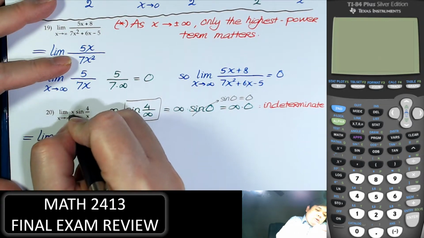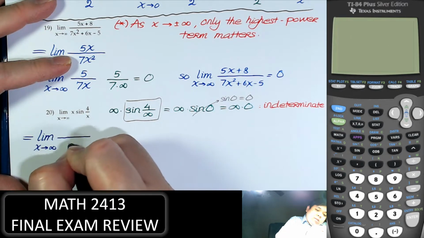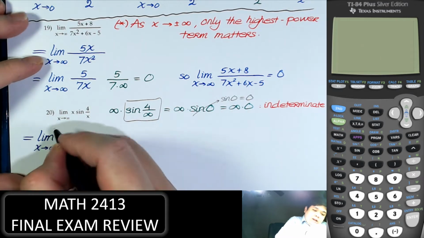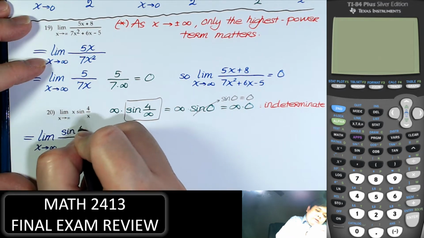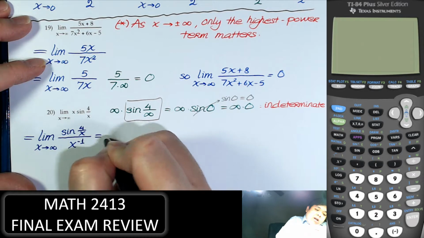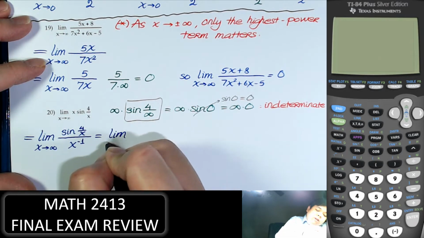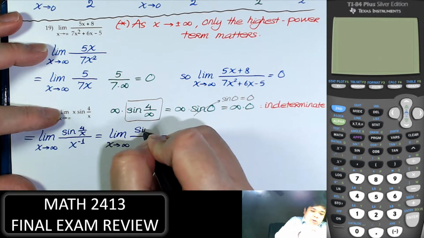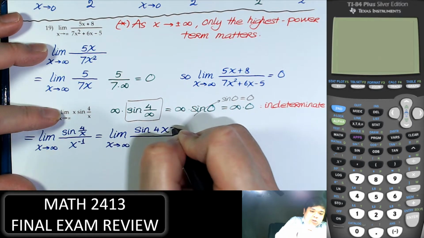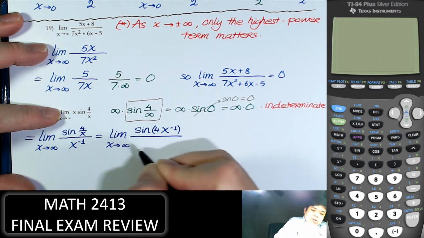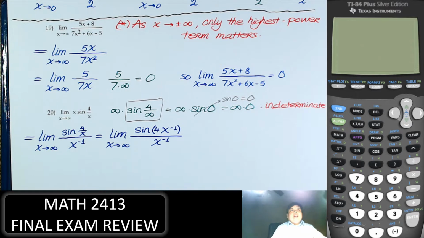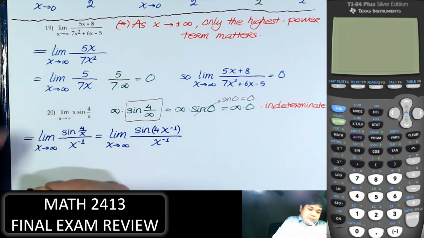Notice the x here, if we move it to the bottom, it becomes x to negative 1, right? Then we have sine of 4 over x on the top. And also, if we want to, we can also say sine of 4 times x to negative 1. Right. We now have a quotient, which we can use the L'Hopital rule.